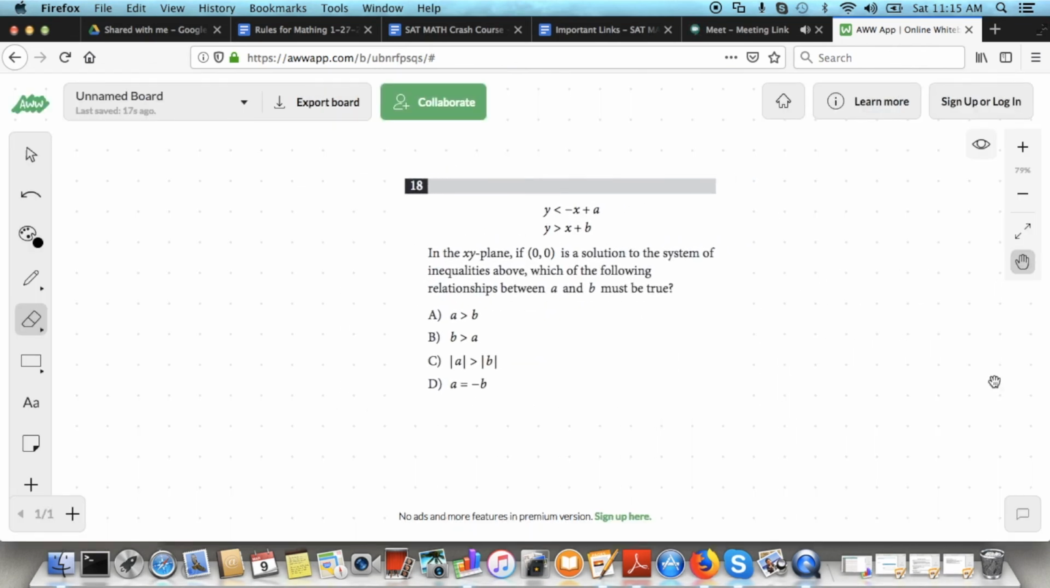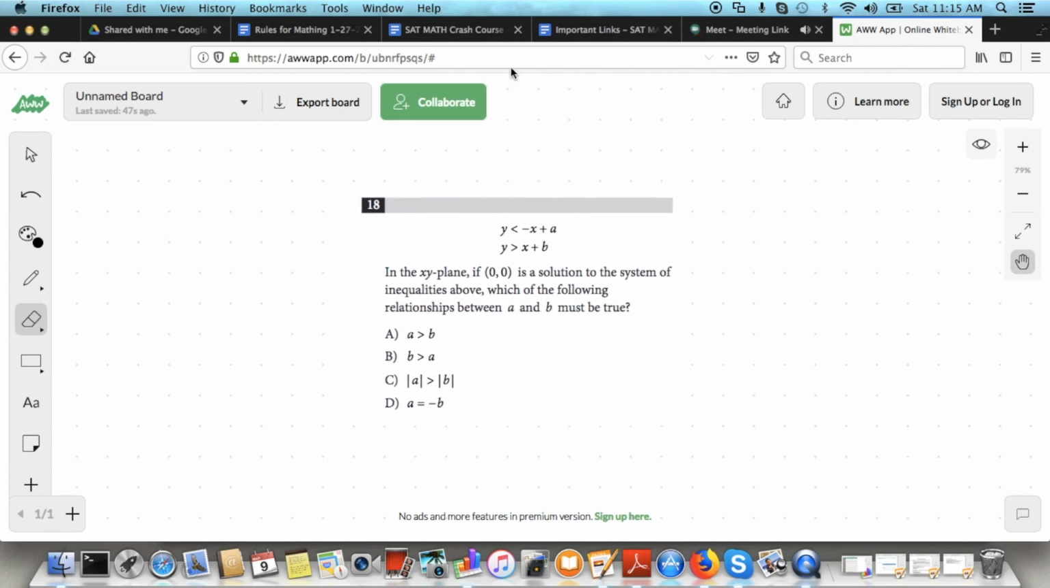Go ahead and read question number 18 for me, please. In the xy plane, if (0, 0) is a solution to the system of equations above, which of the following relationships between a and b must be true? Oh boy. Does anyone know how to solve this one? No. I'll take that as a no. That's okay. That was the answer I was expecting, really.